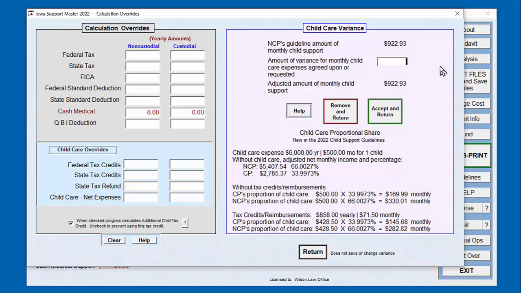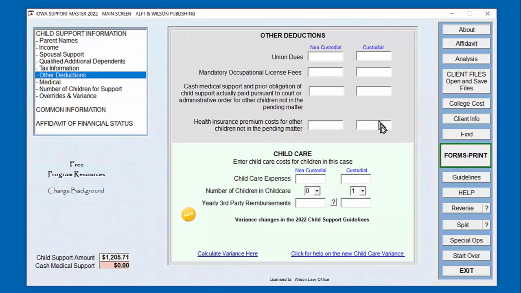You can ask for any amount, I guess, up to $500. But let's just say we want $300 per month. I'll go ahead and enter that. Accept and return. You'll see right away that the deduction for child care has been removed and child support went up to $1,205.71 per month. This is for one child.